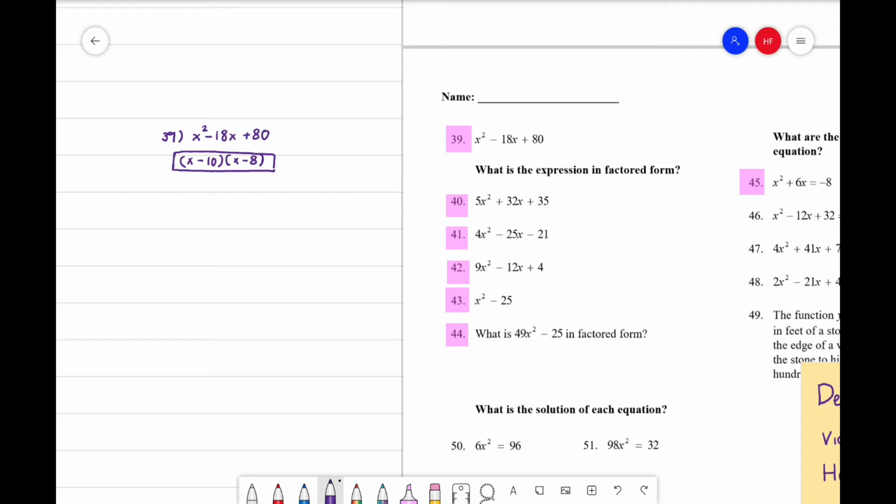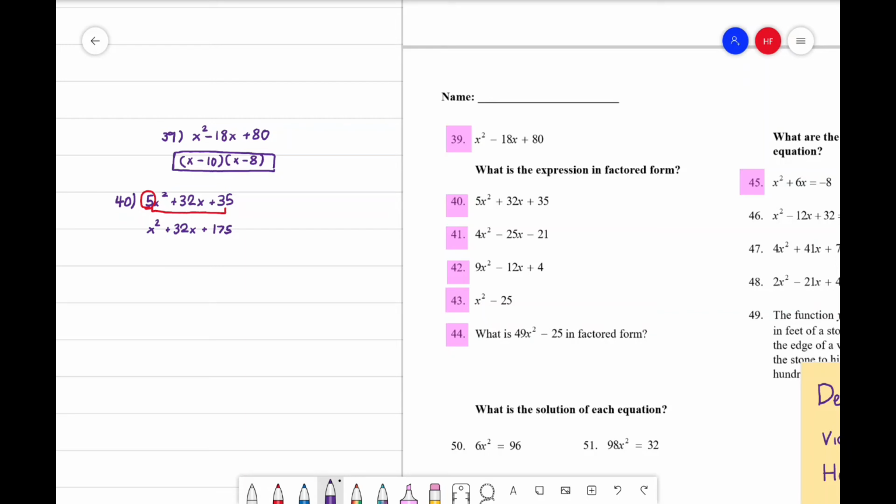Now on 40 through 44, we've got different numbers in the front. So on number 40, I'm going to use slide and divide. So 5x squared plus 32x plus 35. I'm going to take that first number, slide it on over to the end. I've got x squared plus 32x plus 35 times 5, which is 175.